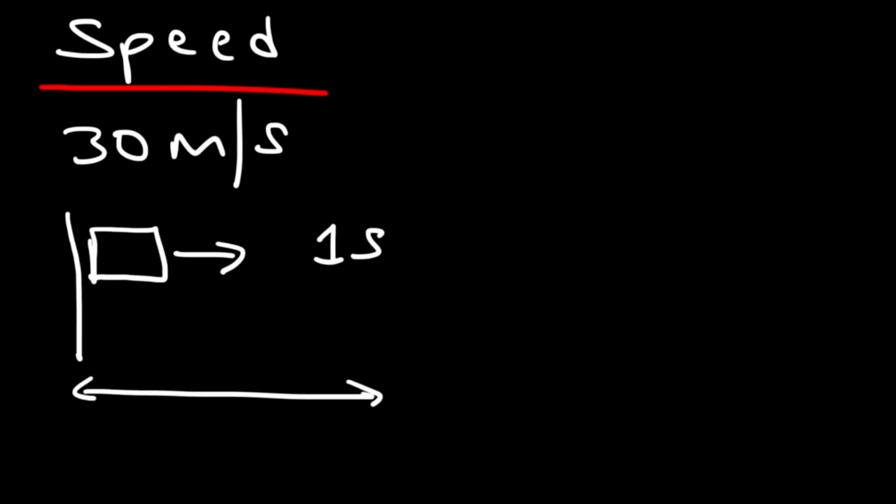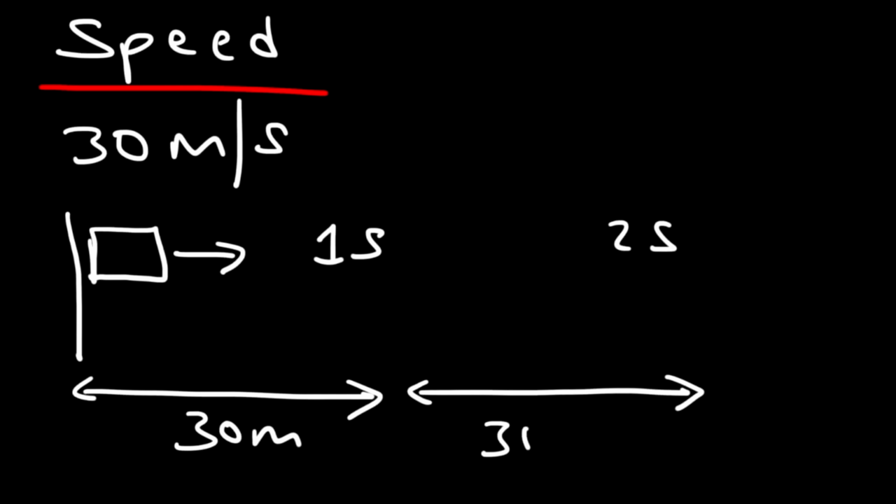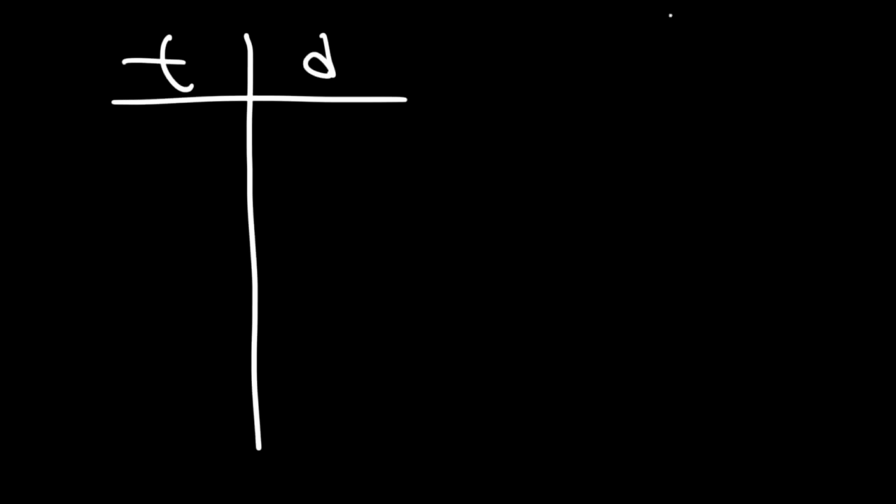So let's say this is the starting line, and I'm going to use a box to represent a car. The car is moving in this direction with a speed of 30 meters per second. One second later, the car will have traveled a total distance of 30 meters. Two seconds later, it's going to travel another distance of 30 meters, for a total distance of 60 meters. So we can make a table. Let's put T for time, D for distance.